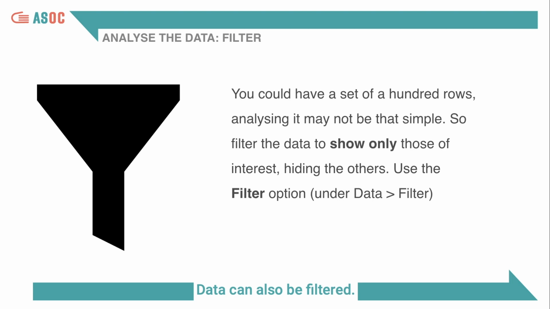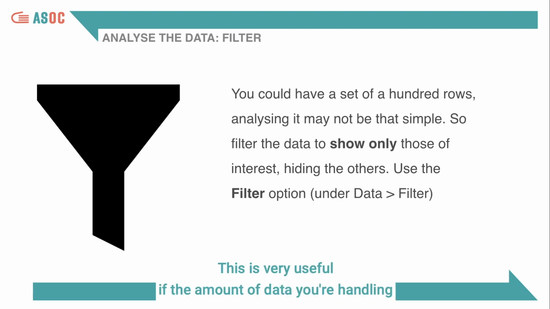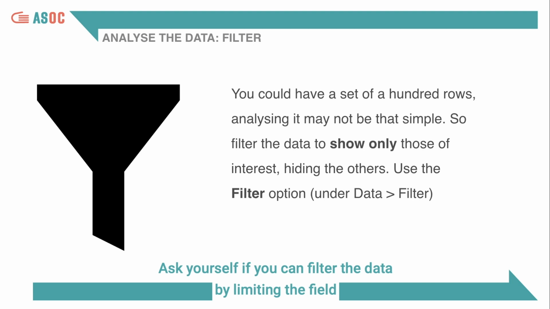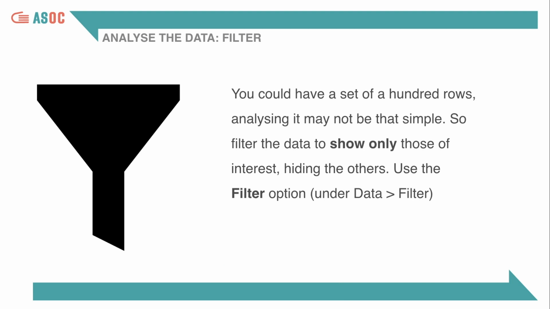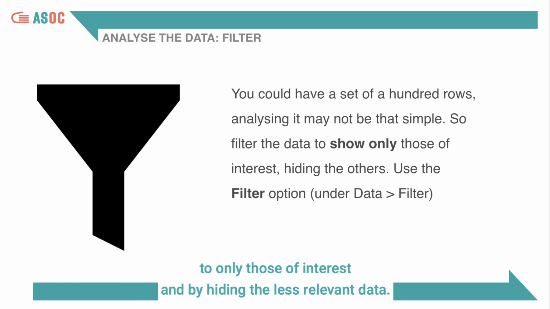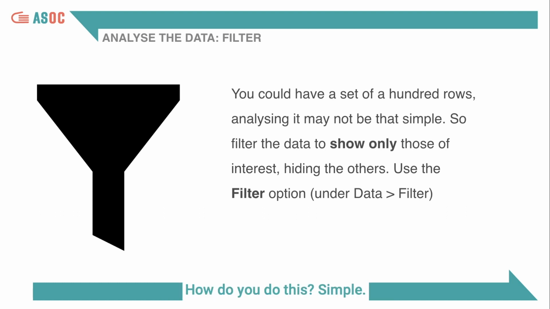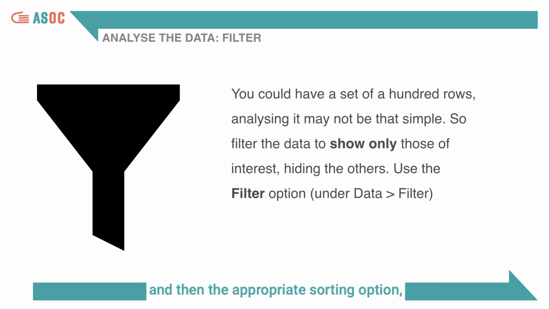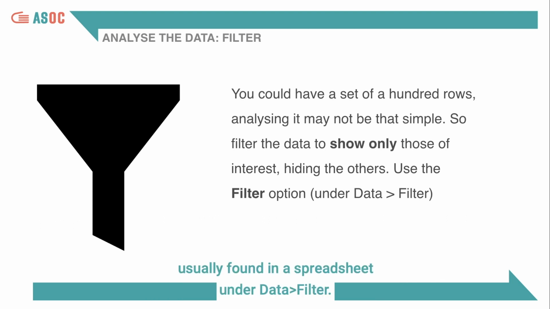The data can also be filtered. This is very useful if the amount of data you have available is starting to become considerably large. For example, in a data set of 100 rows, it might be difficult to grasp all the main aspects. Ask yourself if you can filter the data by limiting the field to only those of interest and hiding the less relevant data. How do you do this? Simple. Select the entire column containing the data to be filtered, and then the appropriate option, usually found in a spreadsheet under Data, Filter.